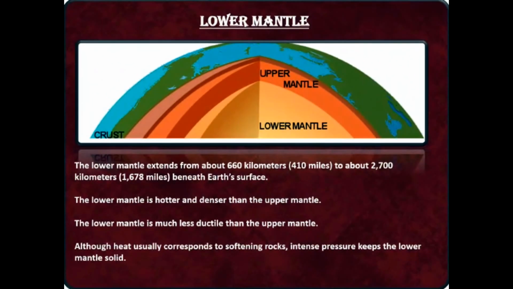Students, now let us understand what is lower mantle. Now, you can see in the picture the arrow indicating the lower mantle. It is below the upper mantle and above the core. The lower mantle is hotter and denser than the upper mantle. The lower mantle is much less ductile than the upper mantle. Now, what does ductile mean here, students? It is a sticky consistency that is able to change form without breaking.